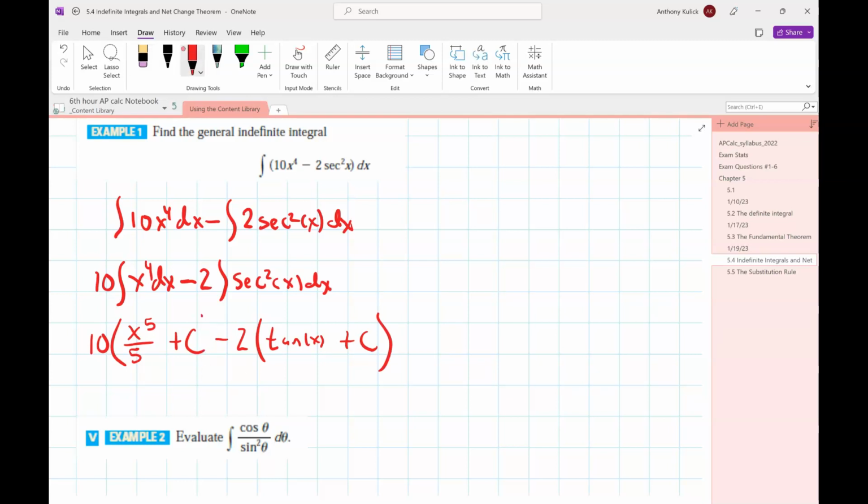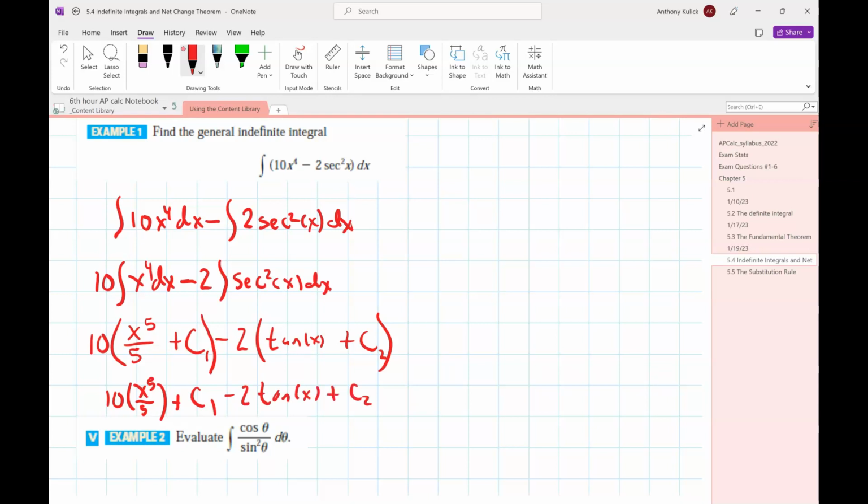Everybody agree with that? And technically speaking, these should be different c's because they're not necessarily the same constant. But what do I get if I do 10 times some arbitrary constant? What do I get? I just get a constant, right?